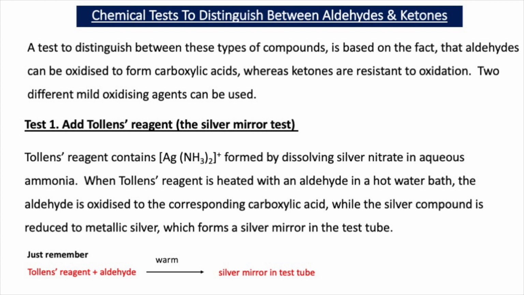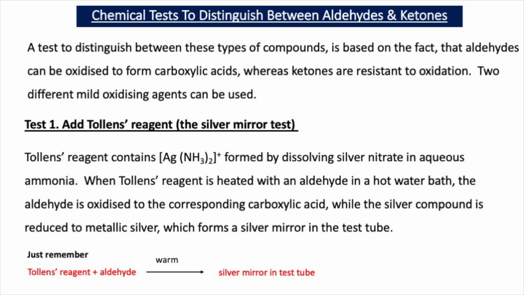The first was Tollens reagent, the silver mirror test. Tollens reagent contains silver ions surrounded by ammonia molecules and is formed by dissolving silver nitrate in aqueous ammonia. When Tollens reagent is heated with an aldehyde in a hot water bath, the aldehyde is oxidized to the corresponding carboxylic acid, while the silver compound is reduced to metallic silver, and therefore if you've got an aldehyde present you see a silver mirror in the test tube.